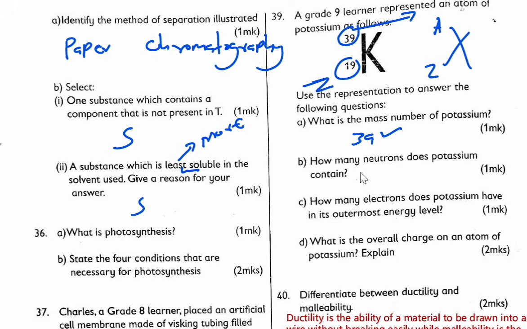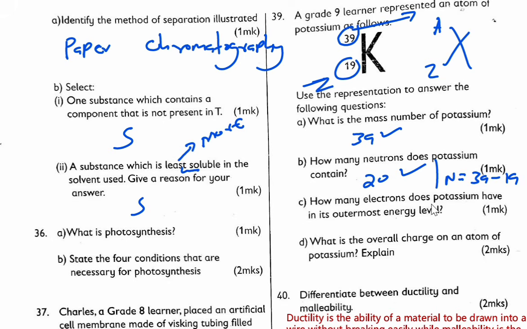How many neutrons does potassium contain? You know that mass number A is equal to the atomic number Z plus the number of neutrons N. So if you want to get N, we take Z to the left. So it will be A minus Z. Very simple mathematics. So N is going to be the mass number 39 minus the atomic number 19. So 39 minus 19, you get the number of neutrons to be 20. Therefore, the number of neutrons is 20. So N is equal to 20. Get 1 mark.